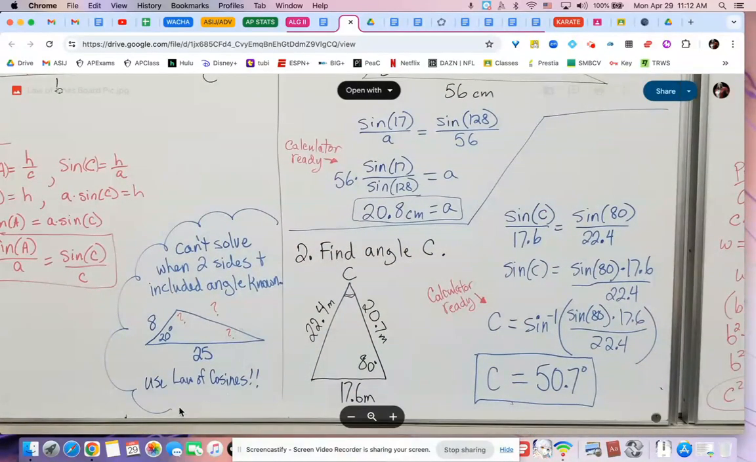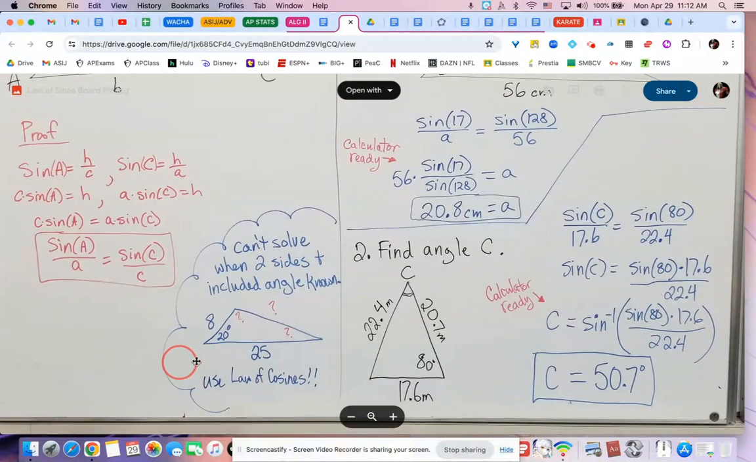There's a little note down here that I want to focus on. There's a situation with the law of sines where you have two sides that are known and the included angle, the angle that's directly in between those two sides. If that's the information you know, the law of sines is not going to work. It won't be good enough. You're going to have to use the law of cosines. So first of all, why doesn't the law of sines work?